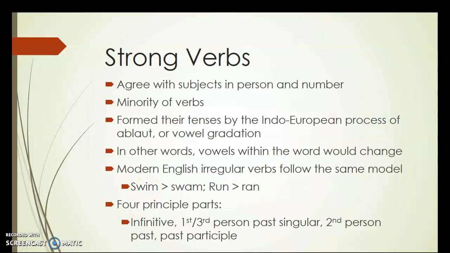The four principal parts of a strong verb were the infinitive, first and third person past singular, second person past, and past participle. As a refresher, the principal parts of a verb are the forms of a verb from which all forms of the verb can be made. Okay, so those are strong verbs.